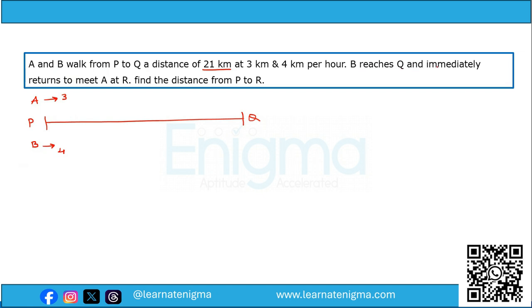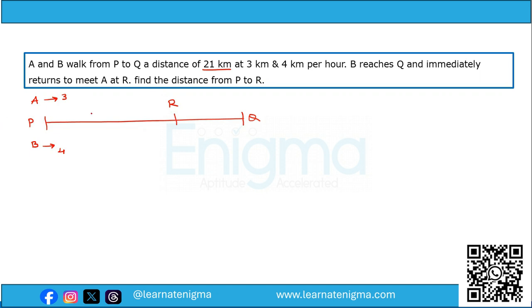B reaches Q and immediately returns to meet A at R. So B reaches Q and immediately starts returning. And in between, let's say over here, B meets A again. Let's name this point as R. We have to find out the distance from P to R.